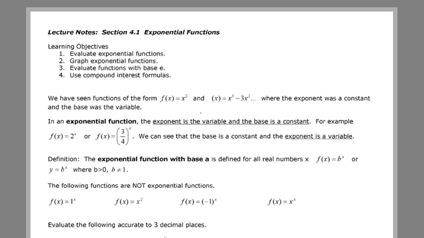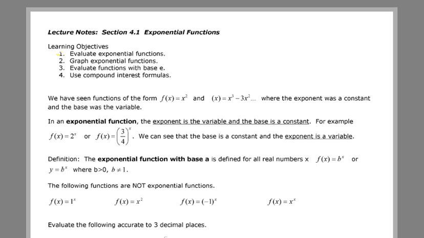And so we'll get started here in a whole new chapter, Chapter 4, discussing two new types of functions, one called an exponential, one called a logarithm. But we'll discuss the exponential first because the logarithm just comes from that. So here are our objectives.